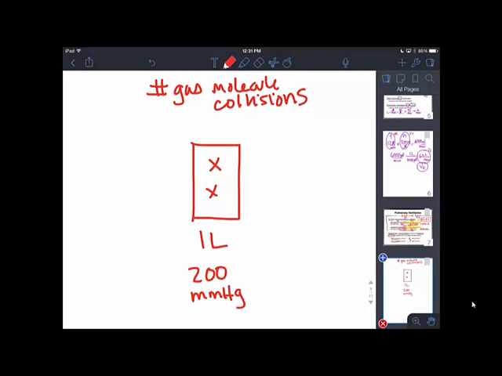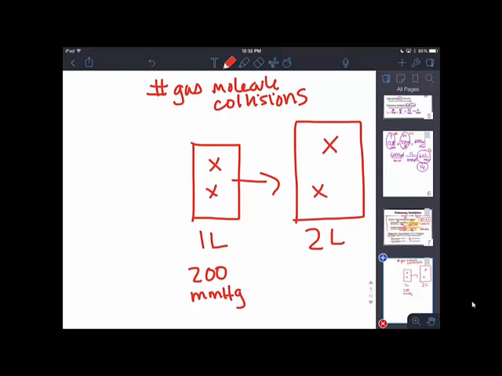But let's say we take that same gas and we double the container. We take the same amount of gas and put it into a 2 liter container, so we've made the container twice as big, and because the gases have more space between each other, they're going to collide less frequently. By increasing the volume, we end up with a decrease in pressure. So the pressure of the gas in this container will only be 100 millimeters of mercury.